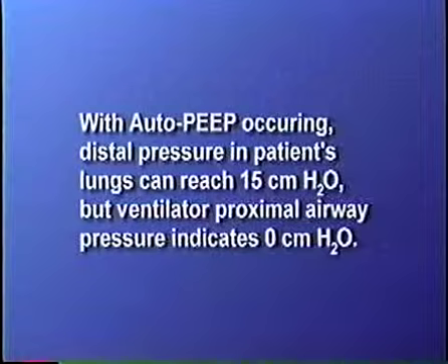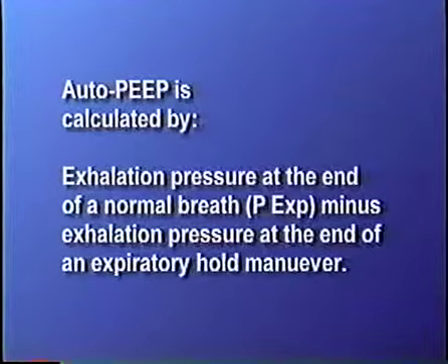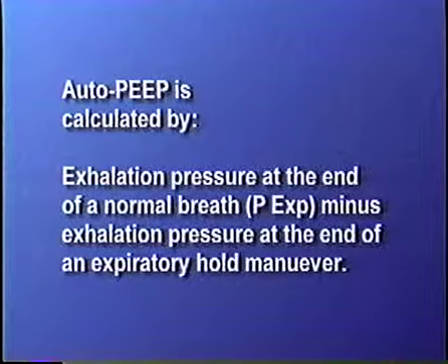When auto-PEEP is present, the distal pressure in the patient's lungs can be as high as 15 centimeters of water pressure, while the ventilator's proximal airway pressure reading indicates 0 centimeters of water pressure. Auto-PEEP is calculated by subtracting the exhalation pressure at the end of a normal exhalation from the exhalation pressure at the end of an expiratory hold maneuver.